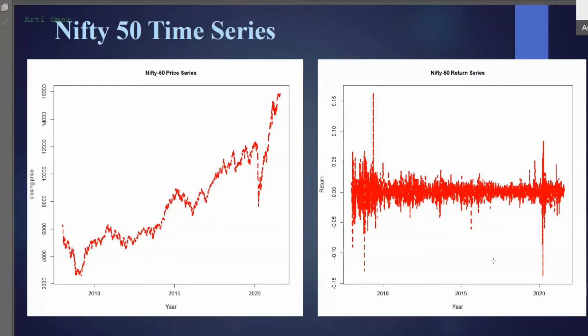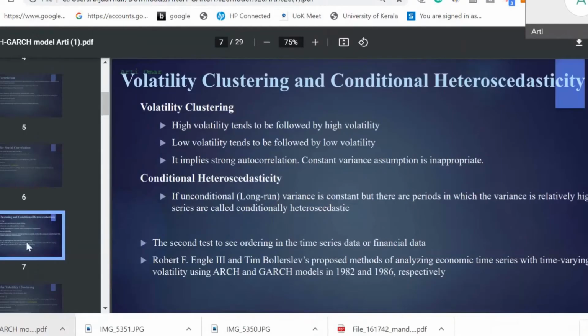As we know, these two phases correspond to incidents: the 2008 global financial crisis, which had an impact on the Indian stock market. We are now coming to the observation of volatility clustering in financial data. So ordering of the data really matters. Now, how does ordering of the data matter, and how have these models evolved?